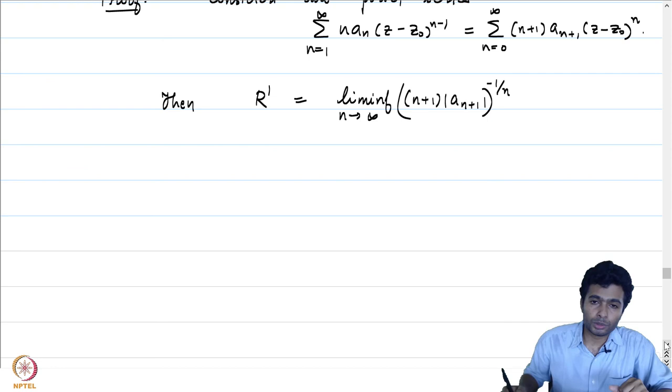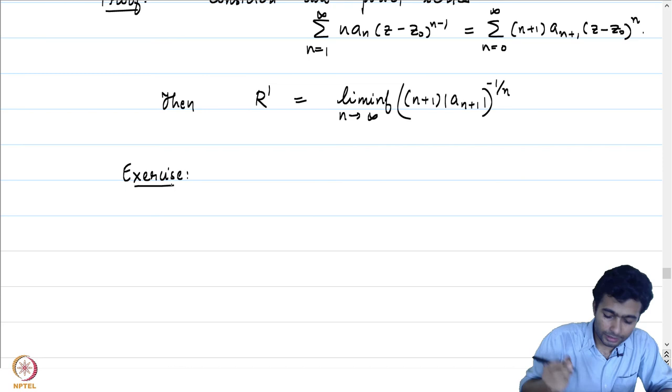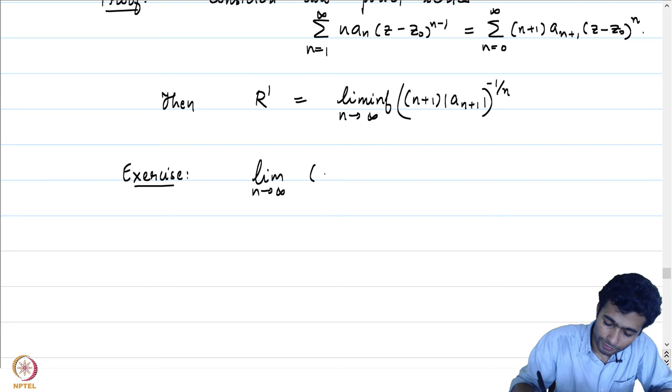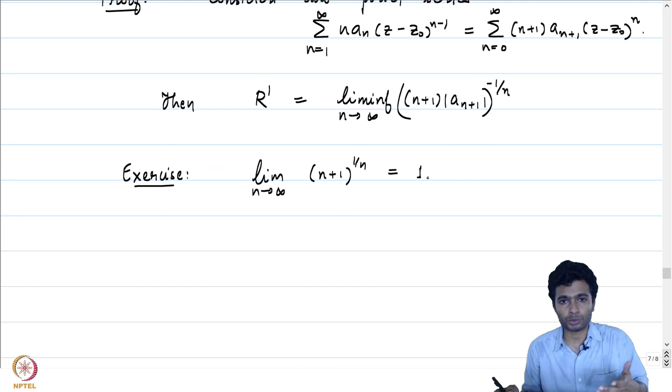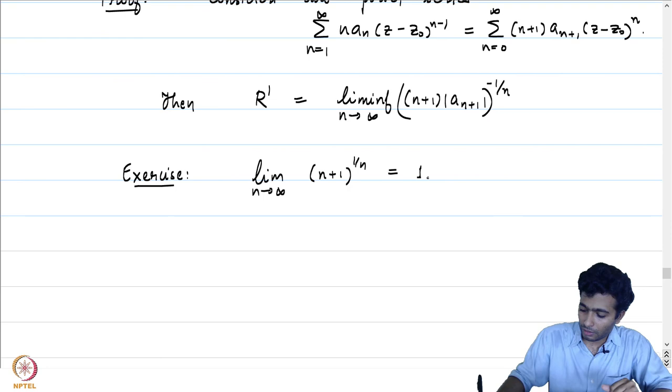To do that, let me first give you an exercise from your real analysis course. It is to show that the limit as n goes to infinity of (n plus 1) to the power 1 by n is equal to 1. You may mimic the proof used to prove that n to the power 1 by n converges to 1, and tweaking it, you will be able to prove this. So let me leave this as an exercise for you.